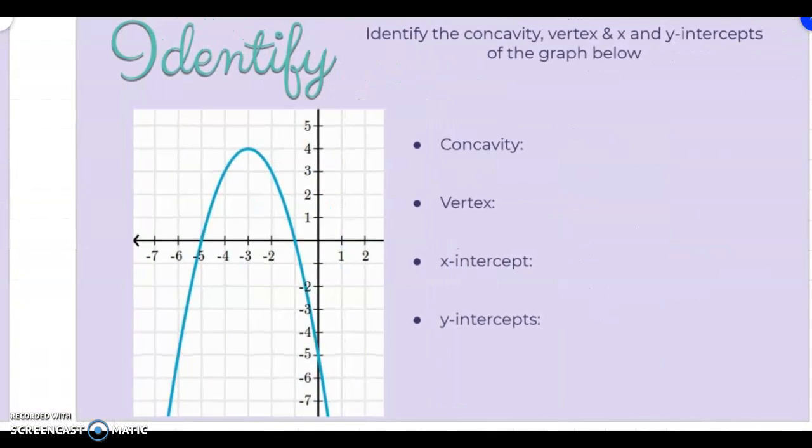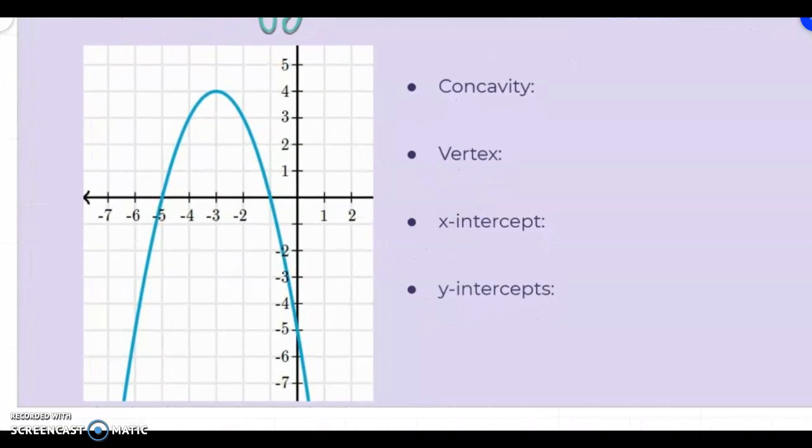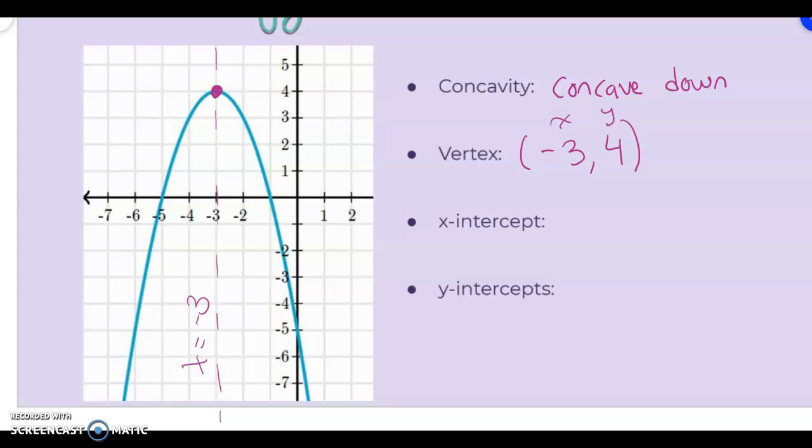So we're going to do another one. We're going to do the exact same thing. Well, its concavity, I know it is concave down because it's facing down. So on my test, I would write concave down. The vertex, well, let's see. I know my axis of symmetry is right in the middle here at x equals negative 3. So my vertex is actually going to have a maximum. And this is going to be my point here, which is negative 3, 4. Remember, x comes first and then y comes second with a point.